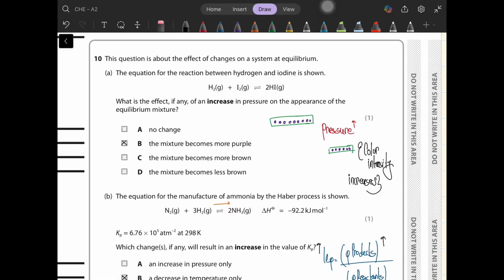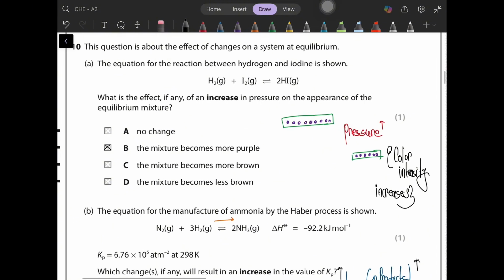Right, so this question is about the effects of changes on a system at equilibrium, right? The equation for the reaction between hydrogen and iodine is shown. So what effect, if any, should an increase in pressure have on the appearance of this equilibrium mixture? Whenever you increase the pressure, equilibrium shifts to the direction with fewer moles of gas, right? But the thing is, there are equal numbers of moles of gas on the left-hand side and the right-hand side of the equation, right?